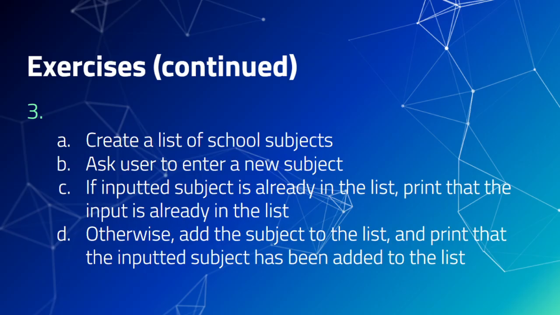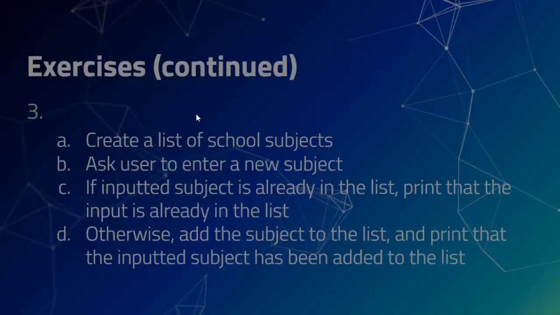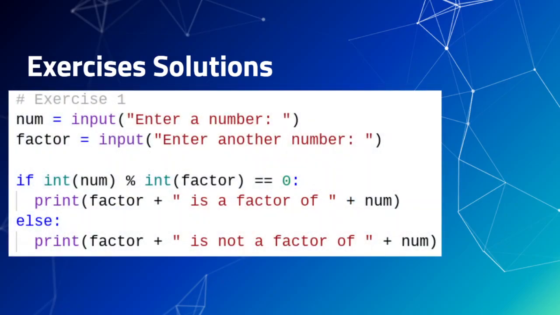Alright, I'm assuming you read all the exercises. For the first one, we have to ask the user to input 2 numbers, use 2 separate lines for each input, and print whether or not the second number is a factor of the first number. Alright, let's look at our solution to this one. Num, that's our first number, we're getting an input. Factor, we're getting another input.